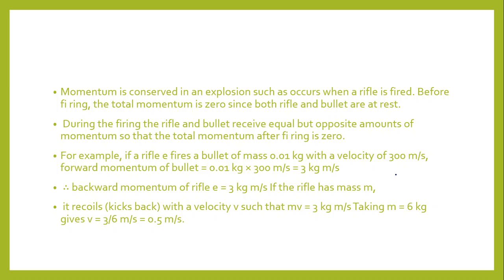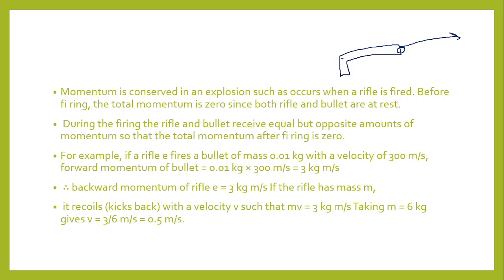Momentum is conserved in explosions such as the ones that occur when a rifle is fired. Before firing, the total momentum is 0, since both the rifle and bullet are at rest. During the firing, the rifle and bullet receive equal but opposite amounts of momentum, so the total momentum after the firing is also 0. Now, if you look at it, this is a gun.